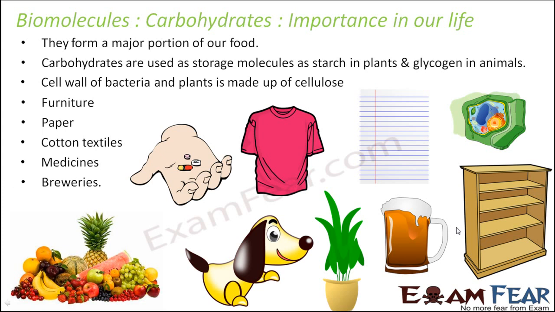Also breweries, for example, the maltose sugar which we spoke about, the disaccharide which is made up of 2 glucose units, is also helpful in baking or making beer. So in breweries also it is helpful. So with this we end our discussion on carbohydrates. We have discussed all the types of carbohydrates, how they are prepared, how they are useful, what is their structure. So we have discussed most of it.